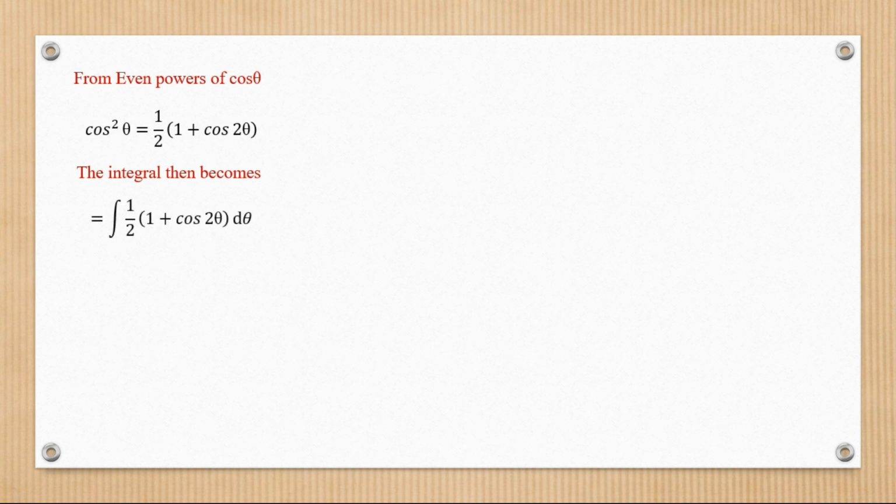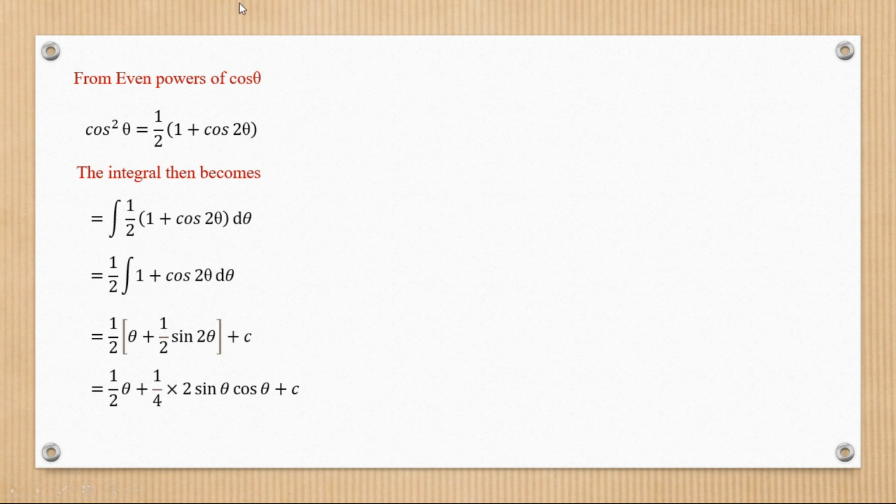Now, from the knowledge of even powers of cos theta, we remember that cos squared theta is equal to a half into 1 plus cos 2 theta. That's knowledge from trigonometry. So we're going to put that back. The integral then becomes a half into 1 plus cos 2 theta d theta. Now we can pull out a half, and then integrate these two individual values, the 1 and the cos 2 theta. When you integrate the 1 it becomes theta, and cos 2 theta, when you integrate that, is going to be a half sine 2 theta, plus c on the outside.